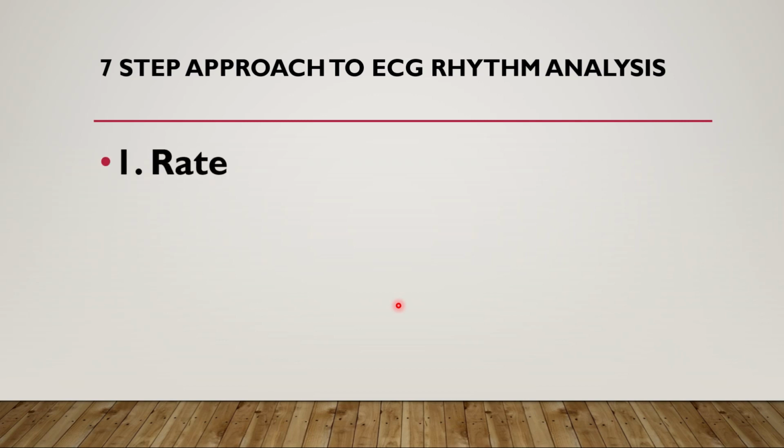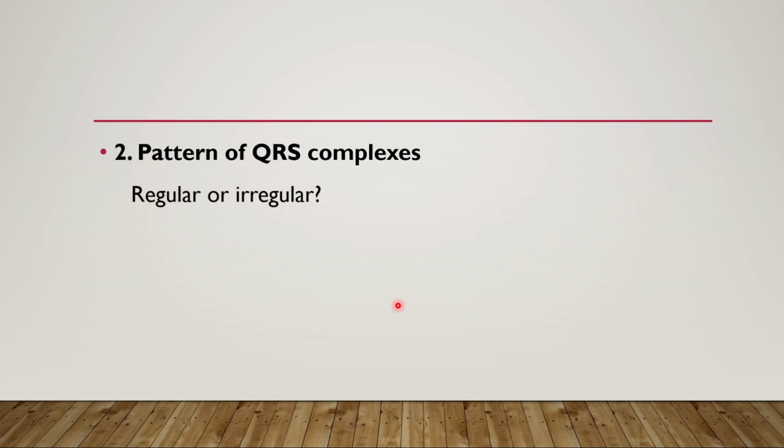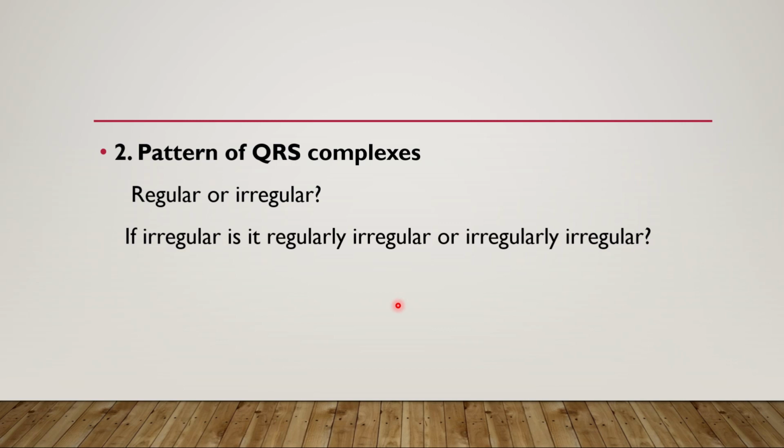Now, firstly, whenever you look for rhythm on an ECG, the first thing which gives a clue to normal or abnormal rhythm is rate. If you find a bradycardia or tachycardia on an ECG, you must look for any abnormality of the rhythm. Now, the next thing is the pattern of QRS complexes. You must ascertain whether the QRS complexes are regular or irregular. And if they are irregular, you should look for a regularly irregular or irregularly irregular QRS pattern.